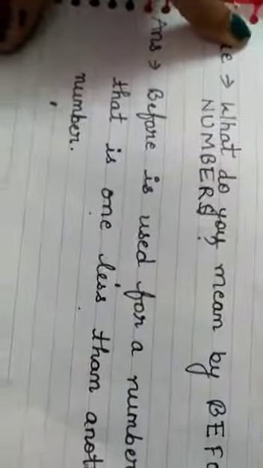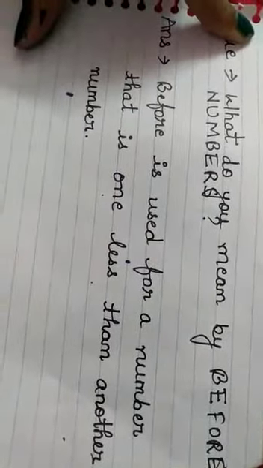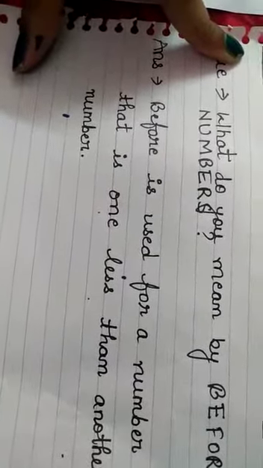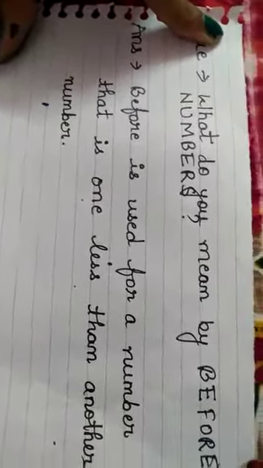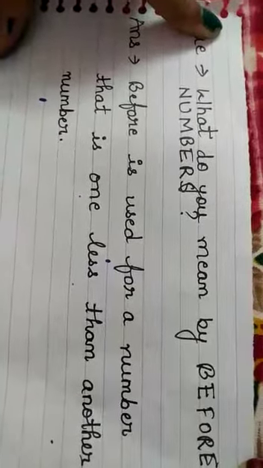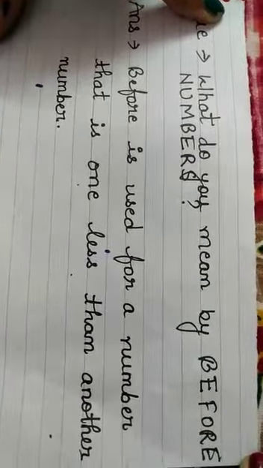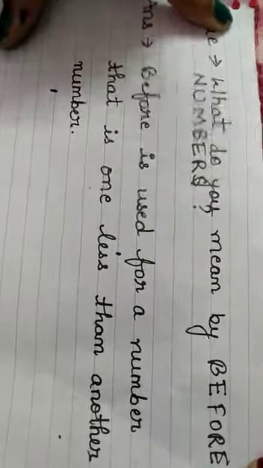Now, what do you mean by before numbers? Before is used for a number that is one less than another number. Once more, before is used for a number that is one less than another number.